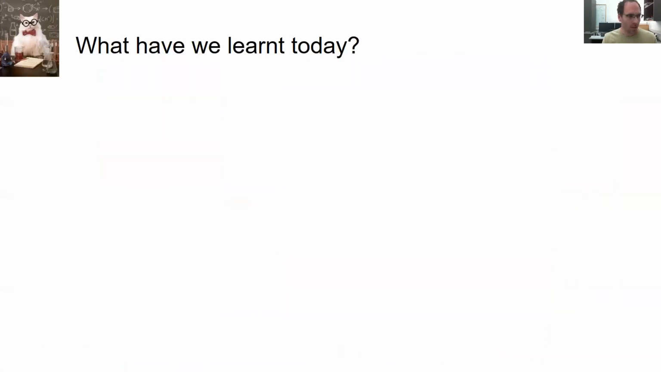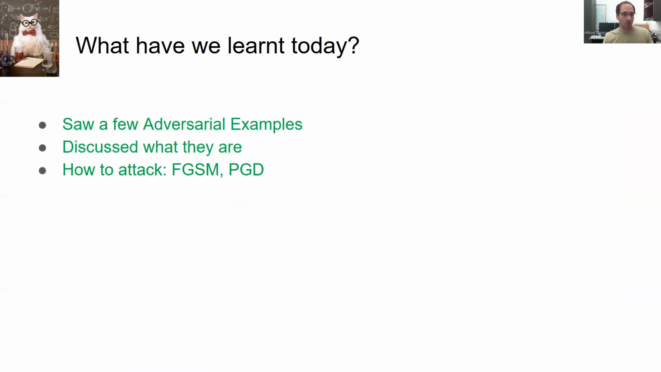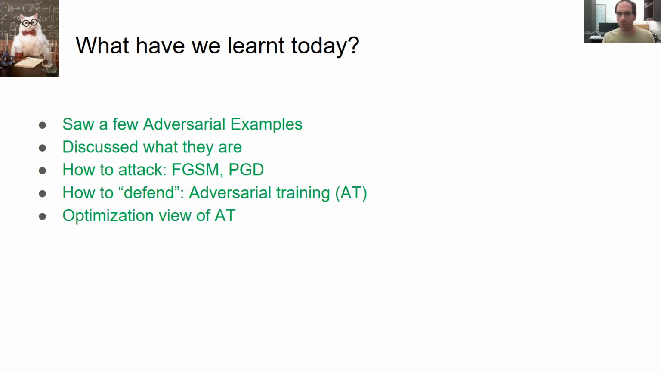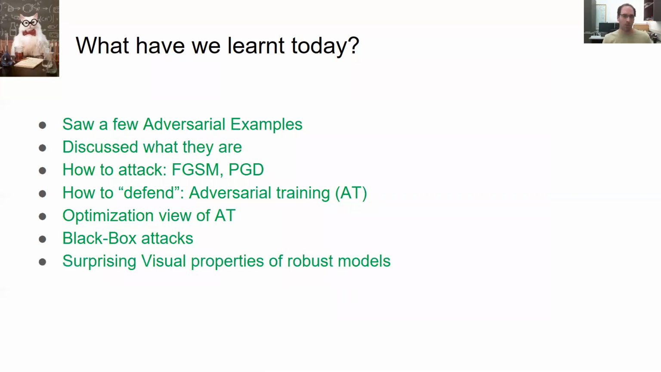So this is about it. Time is done. Just to summarize what we've seen today, we saw a few adversarial examples. We discussed what they are. We learned how to attack with FGSM and PGD. We saw how to defend using adversarial training. We got some view of adversarial training, black box attacks, and we saw some surprising visual properties.